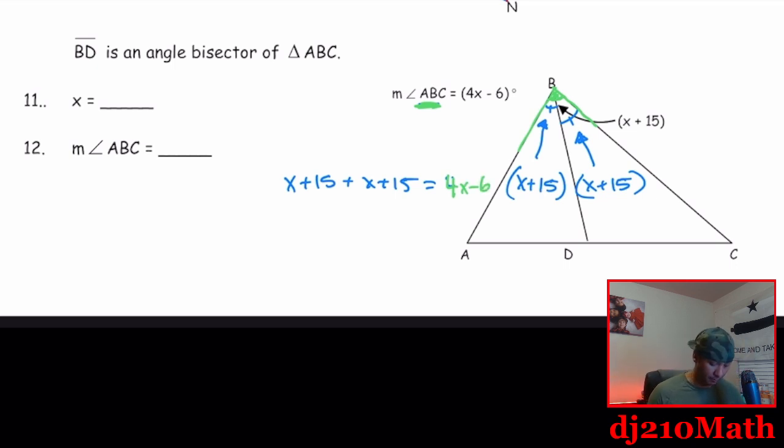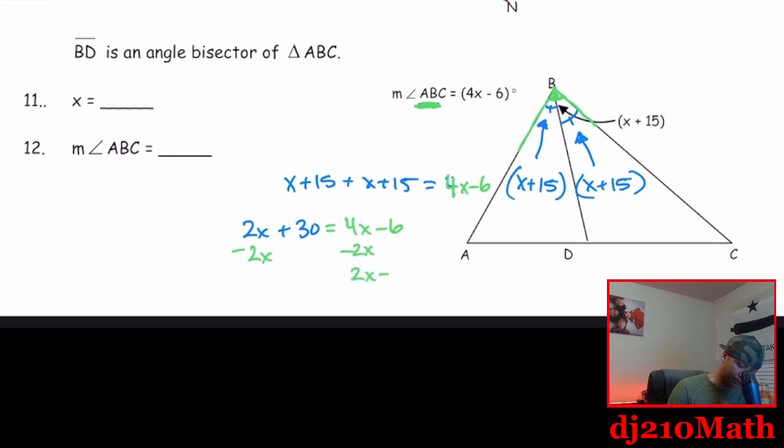So if we combine like terms, x plus x is 2x, 15 plus 15 is 30. This should equal 4x minus 6. And now we're just solving for one variable, right? Two-step problem, I guess you could say. Minus 2x, minus 2x. 2x minus 6 is equal to 30, because it cancels. Plus 6, plus 6. 2x is equal to 36.